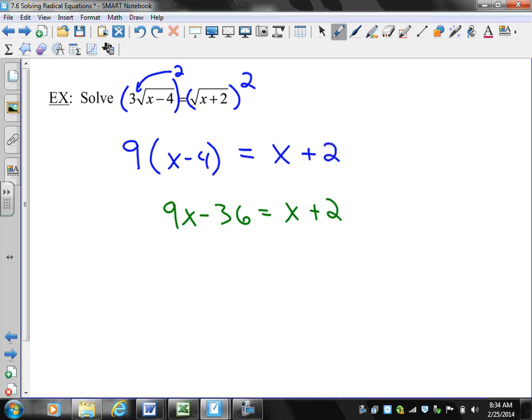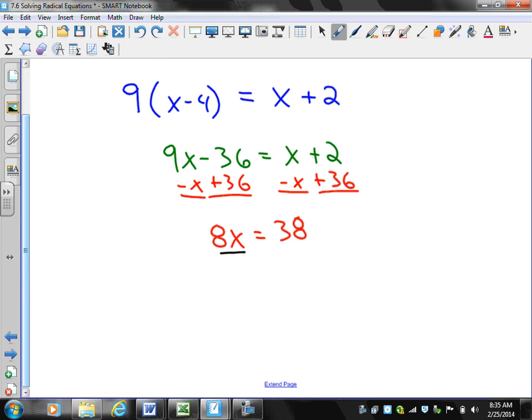I can subtract x. I can actually add 36 at the same time. So on the left side, I get 8x. The right side, it looks like 38. And a little division here to clean this up a little bit. I get whatever 38 over 8 is. Looks like I can simplify that a little bit. At least I can divide by 2 and say that this is going to be, what, 19 over 4.